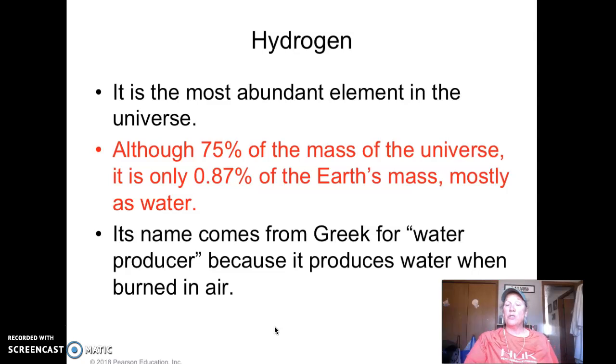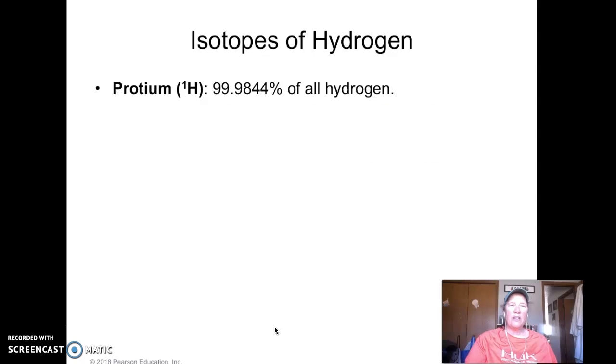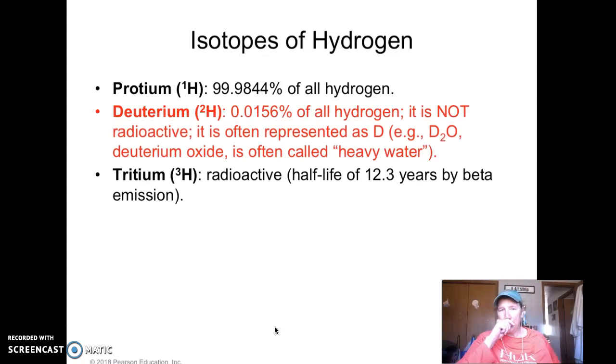But again, hydrogen comes from "hydro," which means water. Isotopes of hydrogen, there are 3. And again, remember an isotope has the same number of protons, but a different number of neutrons. Protium doesn't have a neutron in its nucleus, it only has one proton, and that's 99.98%. So most hydrogen is hydrogen with one proton and no neutrons.